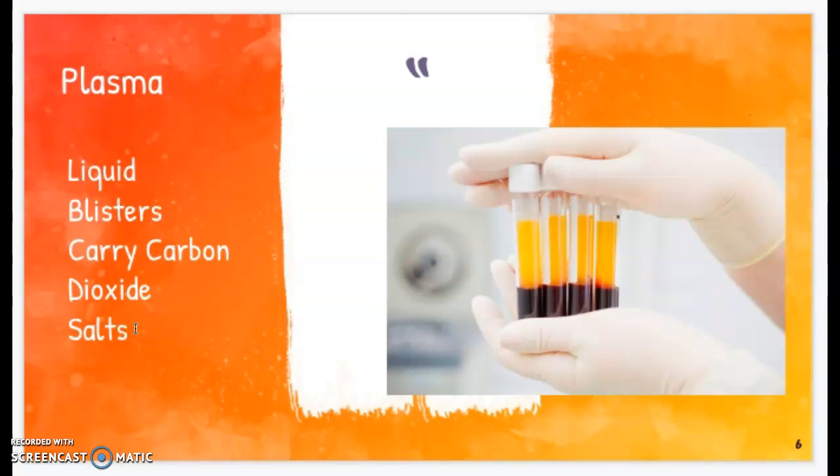It's also going to carry salts back all over in your body because you do need salts. You need salts that helps thicken up your blood. Too much salt is a bad thing, but you're going to need salts as well in there.